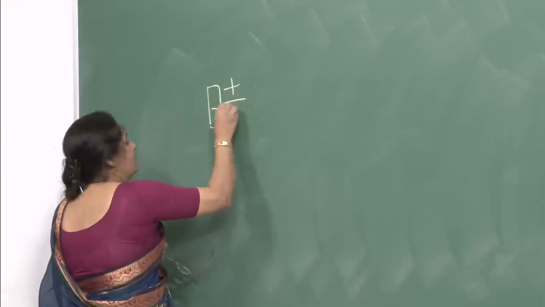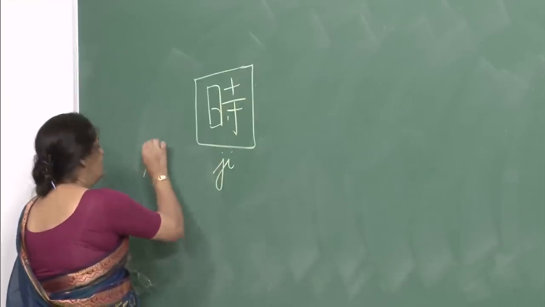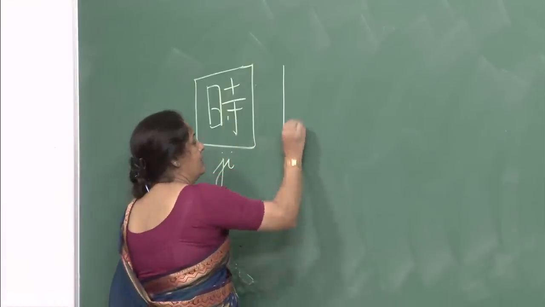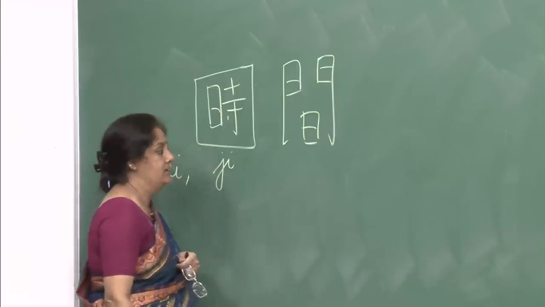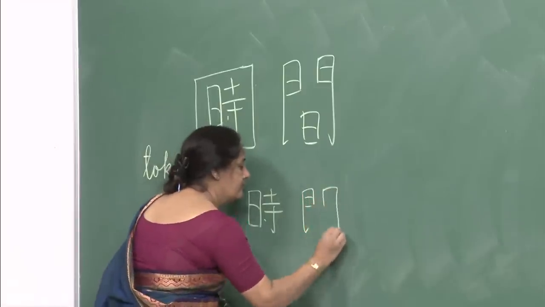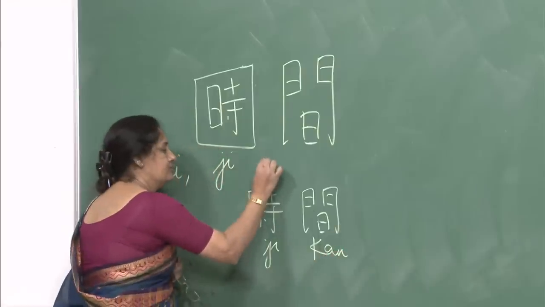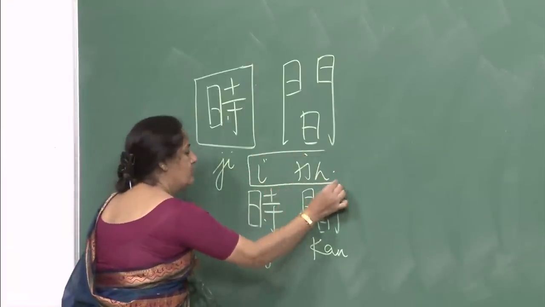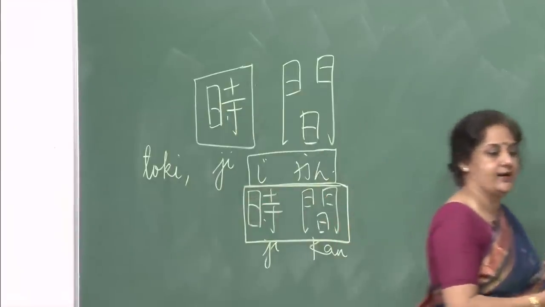Ji we did just now as toki. Now another reading is ji. One reading we did just now was toki, another reading is ji. Jikan. So once again, jikan. This is how you have done it earlier. Now you do it like this. Remember it as this character, jikan for time.